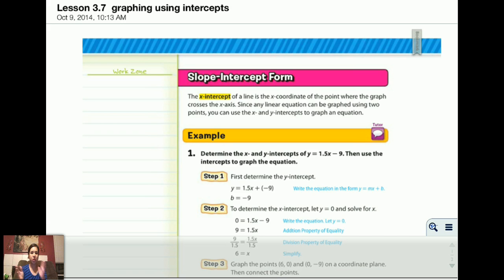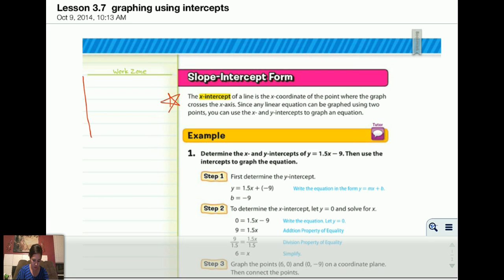Well, the y-intercept we already learned last time that it's where it crosses the y-axis. The x-intercept is the opposite, where is the line crossing the x-axis. So we can use those 2 points to graph. And I want you to go ahead and put a star next to that vocabulary word. We really need to make sure that we understand what the x-intercept is.